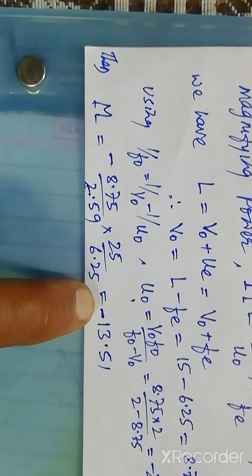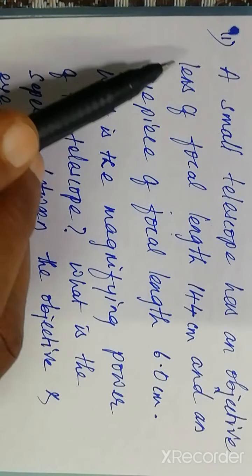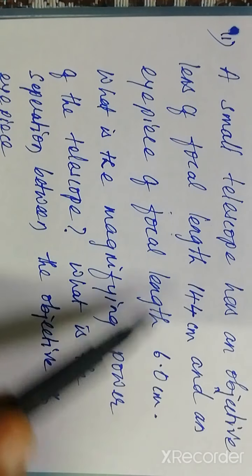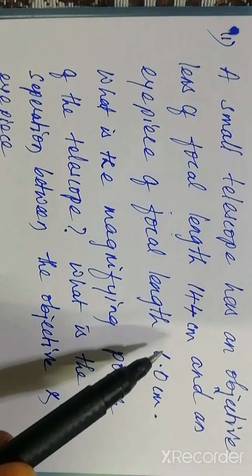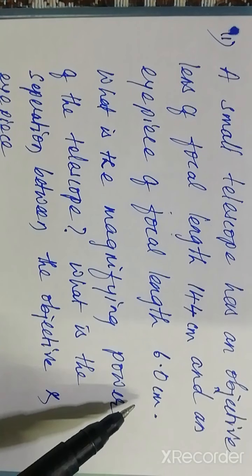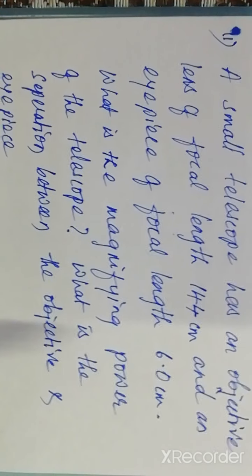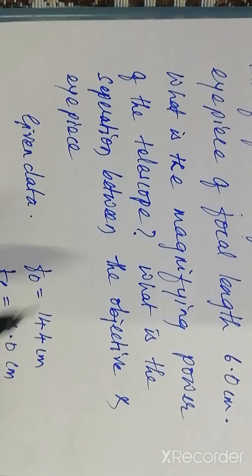In continuation with the numericals on ray optics, a small telescope has an objective lens of focal length 144 cm and an eyepiece of focal length 6 cm. What is the magnifying power of the telescope? What is the separation between the objective and eyepiece?